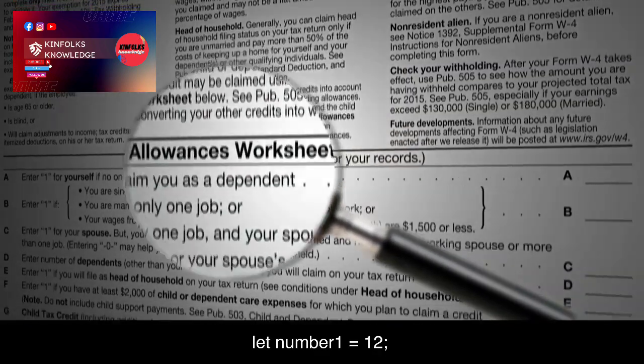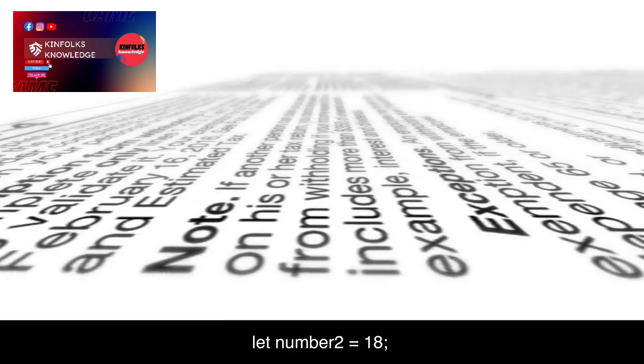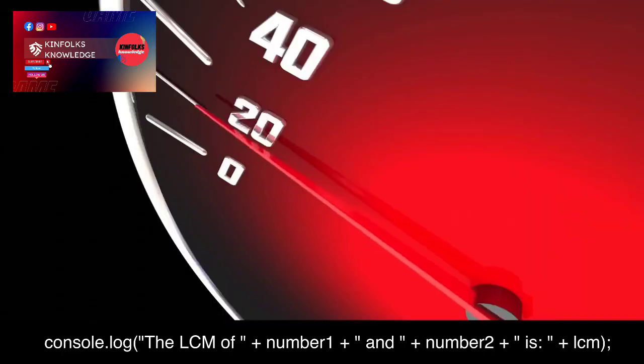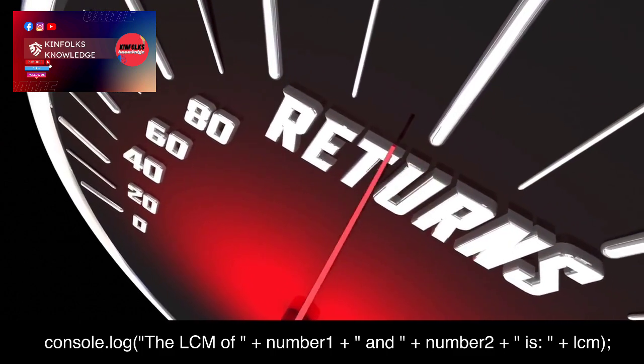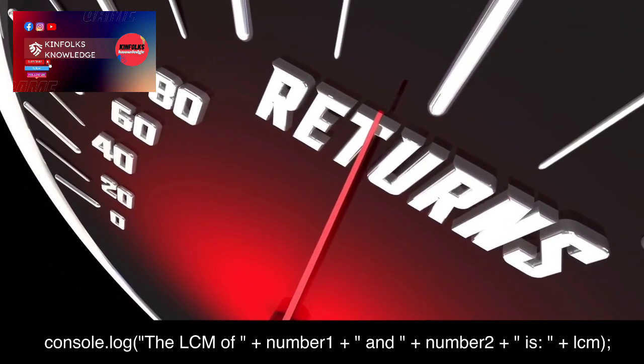let number1 = 12; let number2 = 18; let LCM = findLCM(number1, number2); console.log("The LCM of " + number1 + " and " + number2 + " is " + LCM).